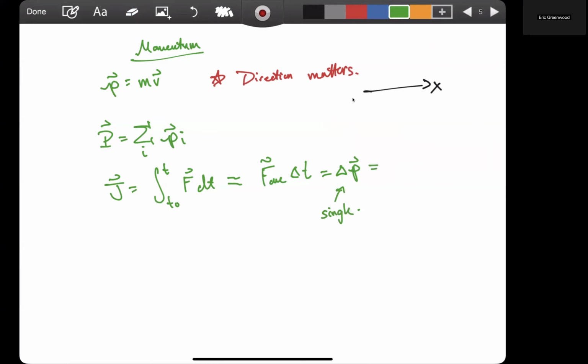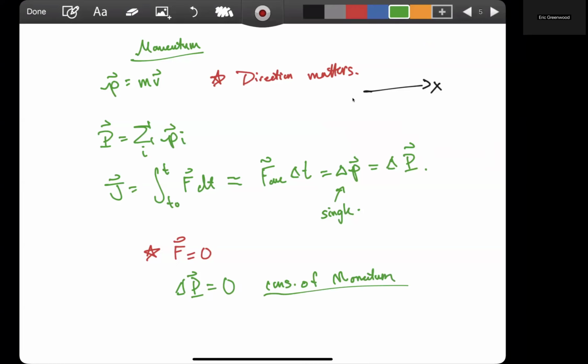Or if I have a system of more than one object, then this is equal to the change in the total momentum. Now, from here, if the total force, or the external force, I should say, acting on my system is equal to 0, then this tells me that my change in momentum must be equal to 0, which gives us conservation of momentum. Fantastic. So all this means is that my initial net momentum must be equal to my final net momentum. Now, when it comes to momentum, we mostly only care about momentum when it comes to collisions.